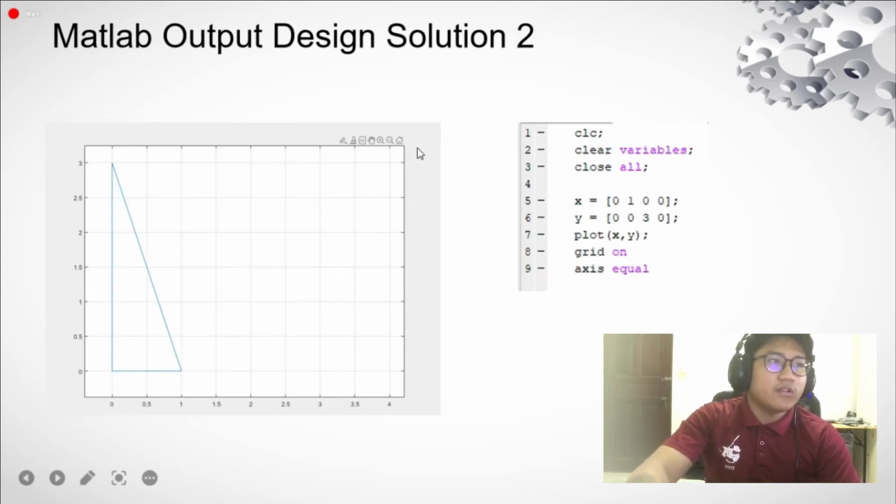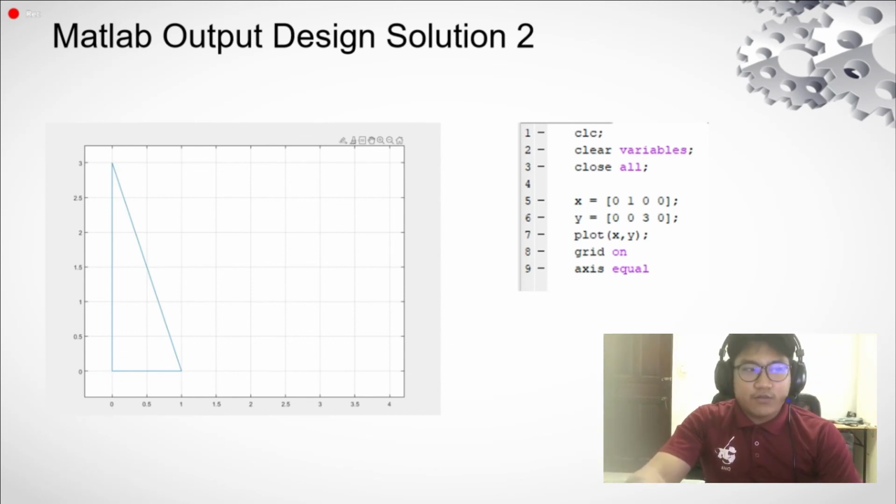And next is number 2, which is the triangle. Here you can see x equals 0, 1, 0, 0 and y equals 0, 0, 3, 0. These are the coordinates x, y for this diagram. As you can see here, (0, 0) is here, then (1, 0), (0, 3), and back to (0, 0), and it turns out to be a triangle. So that's all from me. Thank you.